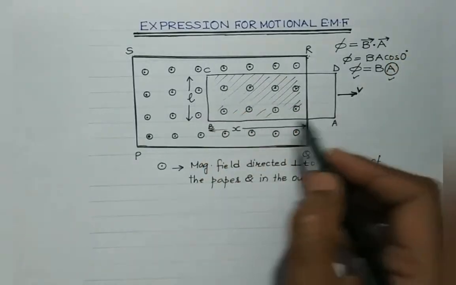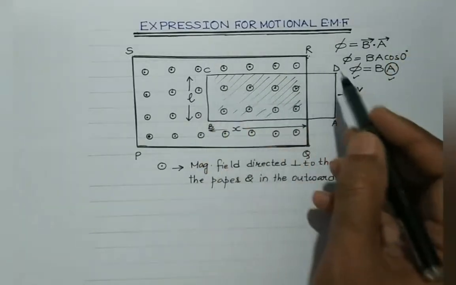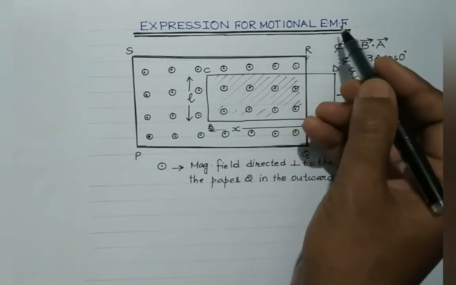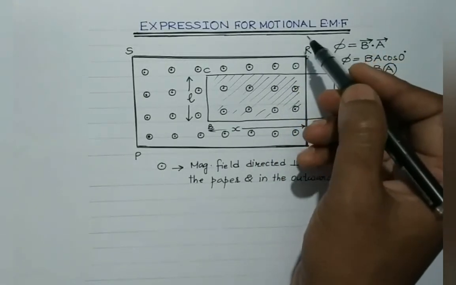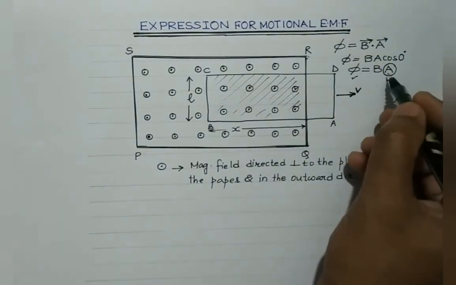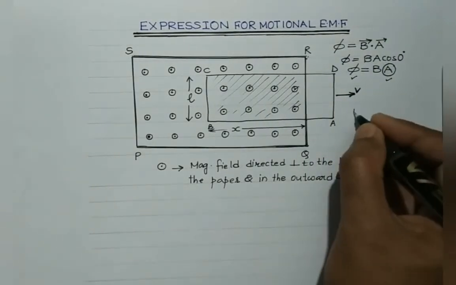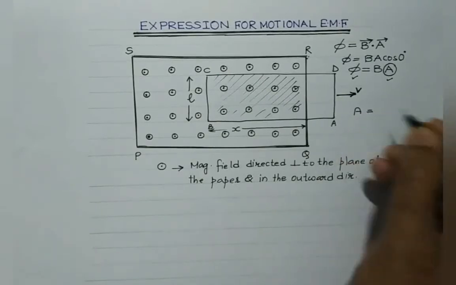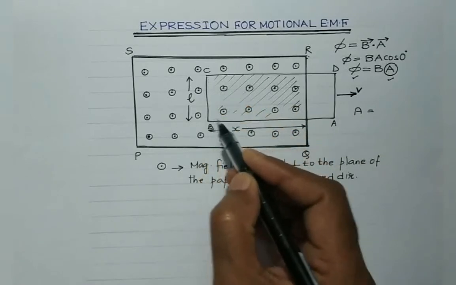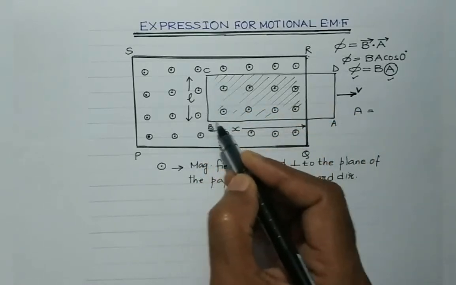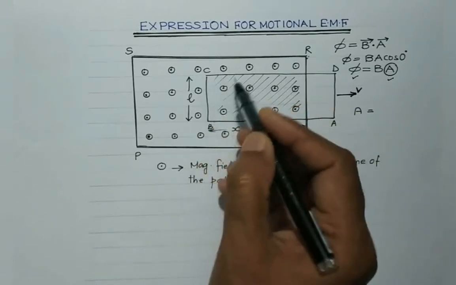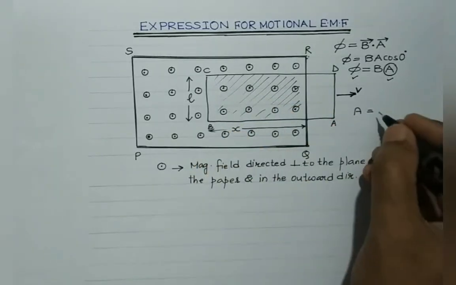So due to the motion of this loop, the EMF so produced in such a case is known as motional EMF. So now let's try to find out the expression for the motional EMF. So as I've told you, this area A is equal to the effective area of the loop which is under the influence of magnetic field. Now in this case, the effective area of the loop which is under the influence of magnetic field is this portion, this shaded one, which is L into X.